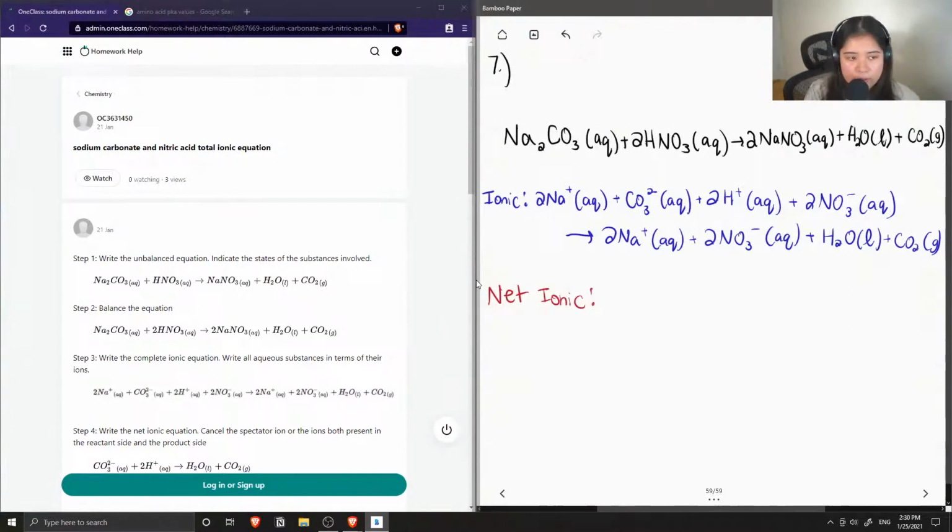So the net ionic equation doesn't contain any spectator ions. The spectator ions are found on both the reactants and the product side. So in our case, two sodium ions are on both sides, and the two nitrate ions are on both sides. So our net ionic equation is just the carbonate ion plus two protons produces water plus carbon dioxide.